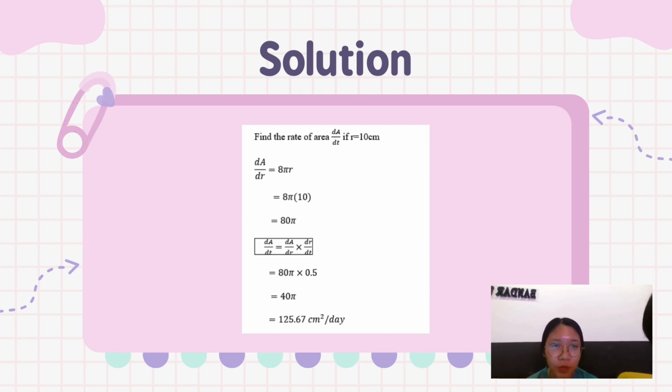So using the chain rule, 80 pi times the rate of change of radius, which is 0.5, and we get 40 pi. 40 pi equals 135.67 cm squared per day.